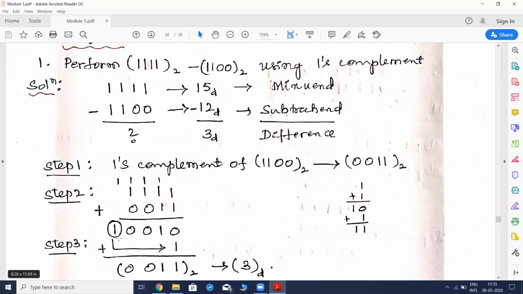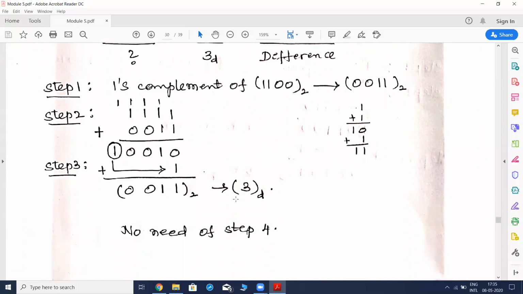Now you must observe the number of bits that you have got in step 1, and look at your problem. In the problem, we have got 4-bit numbers. Here, the result is 5 bits. Thereby, you can decide that there is a carry that is being generated. Once you see the carry, that one must be written in the LSB. This is called end around carry. That one must be written in the LSB and then perform the addition.